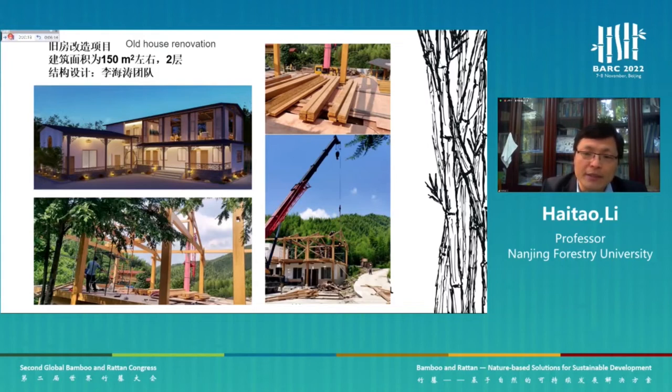Before this, the house was a timber structure. As the timber structure decayed, the owner wanted to use a new construction material to substitute it. We suggested laminated bamboo lumber. The structure design work was finished by our team. Now this project is already finished and in use.